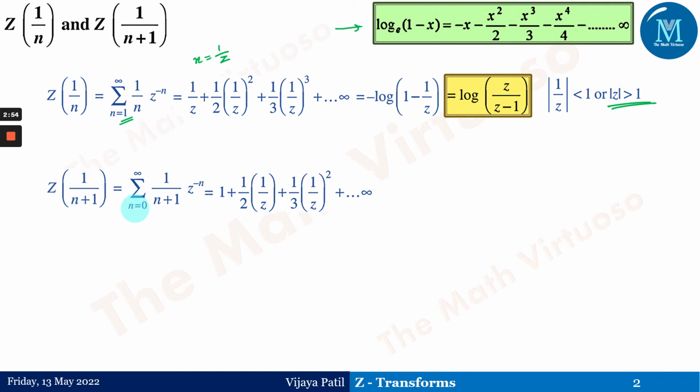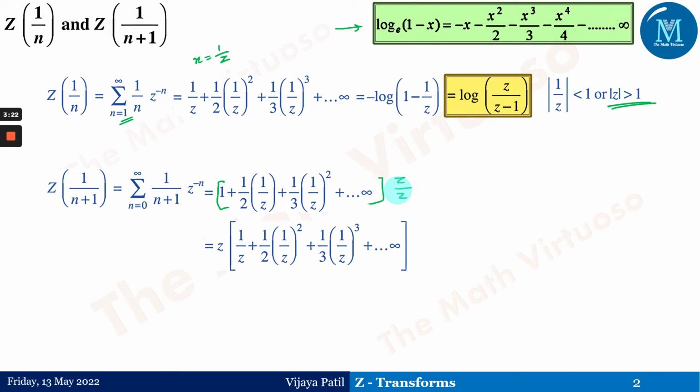So again, this second time the summation starts with n equals 0 to infinity. Putting the values of n equals 0, 1, 2, 3, 4, and so on, we get this type of series. Rearranging this series, we can multiply and divide by z. So we got this z here, and this z goes inside the series with each and every term. Why have we done that? Because we wanted to use this particular type of series.